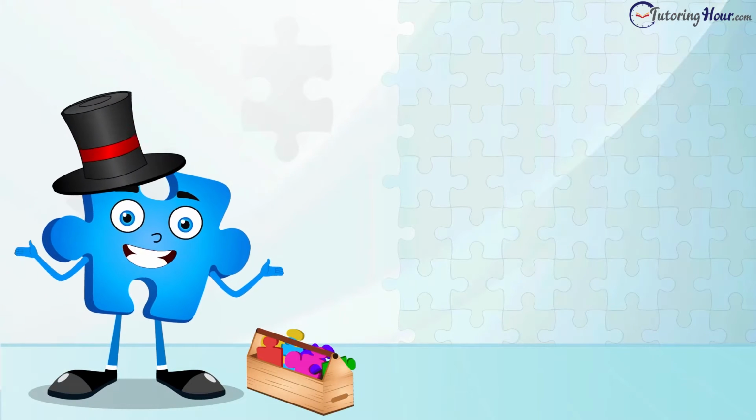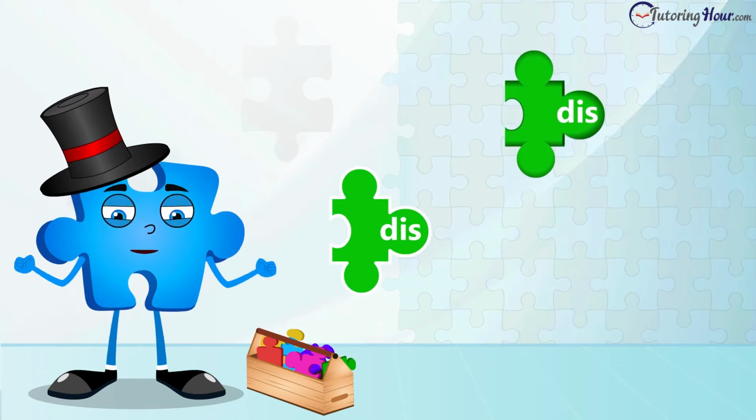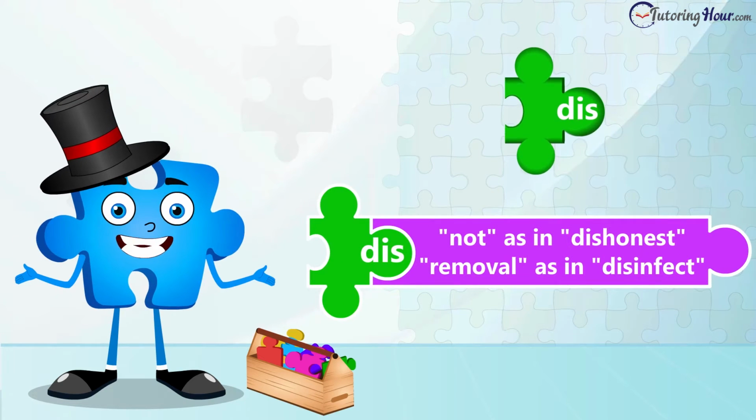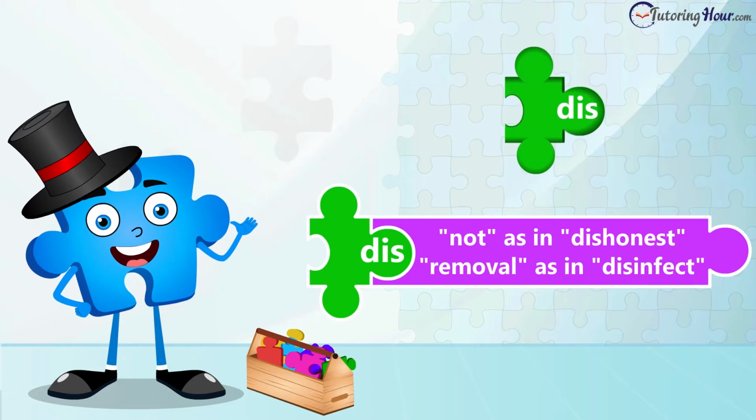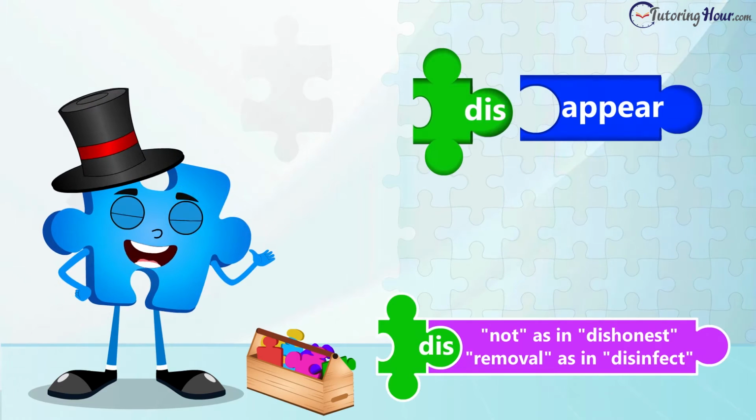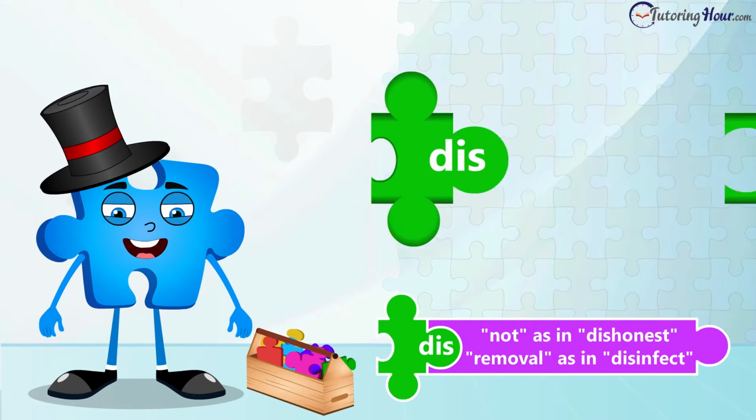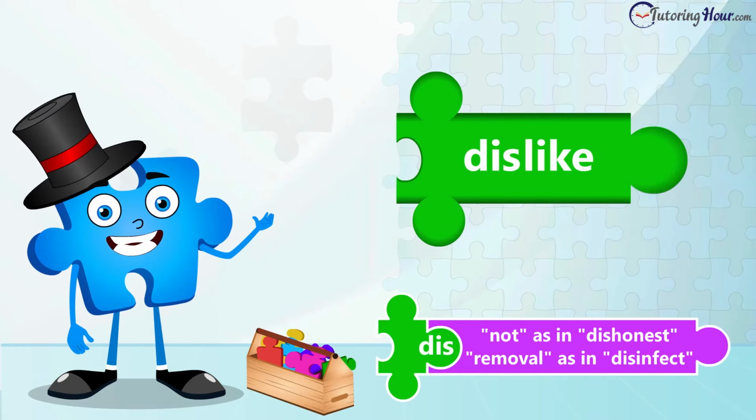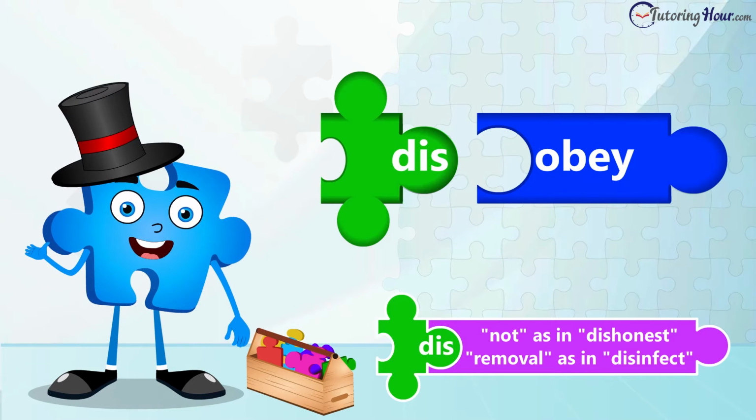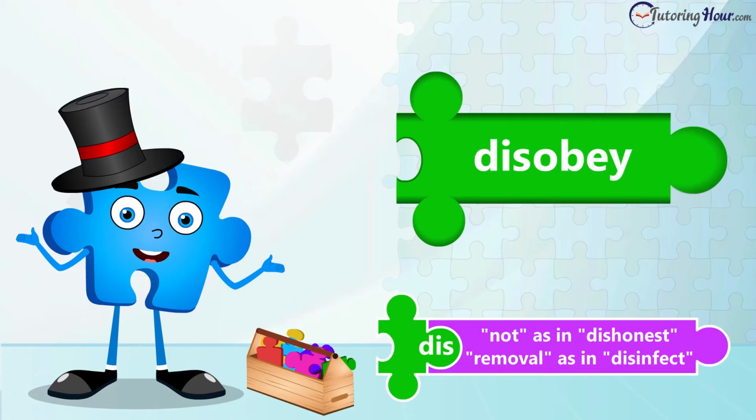Our next prefix is dis. Dis has two meanings, not as in dishonest, and removal as in disinfect. Add dis to appear and make it disappear. Add it to like and make it dislike. Add it to obey and watch it turn into disobey.